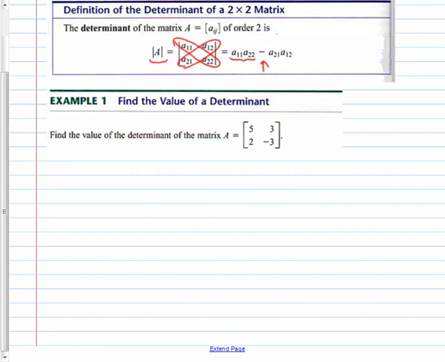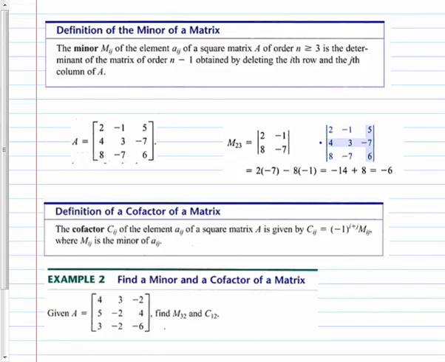So very simply, if I want to find the determinant of this matrix, we will go 5 times negative 3, and then we will subtract 2 times 3. What's 5 times negative 3? Negative 15. Minus 6. Negative 21. There's the determinant. Simple. So that's a 2 by 2 matrix.